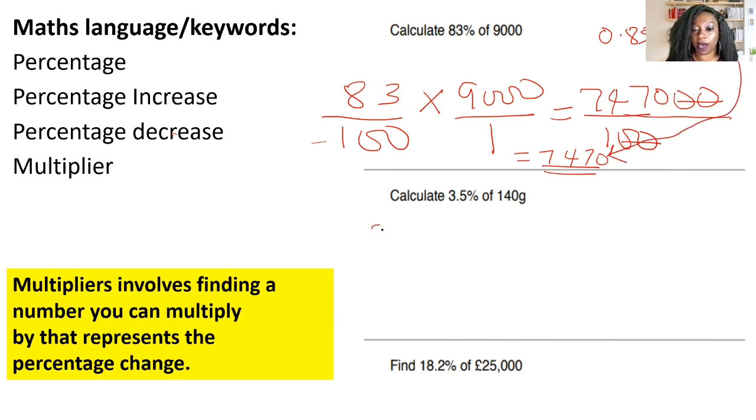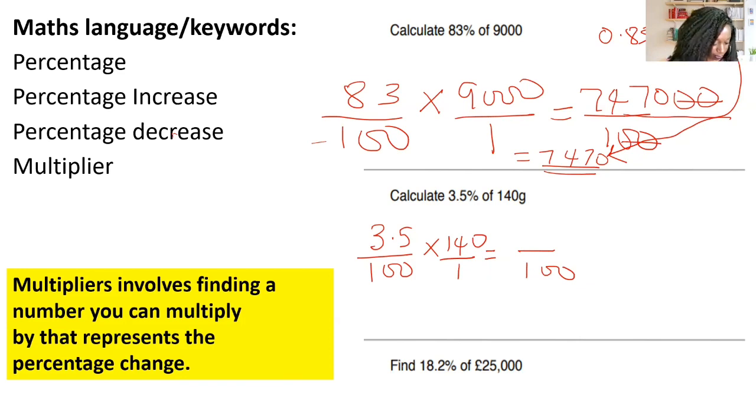Okay, this one you have 3.5%, which is the same thing as 3.5 over 100 times 140 over 1. This is what this means. So you now have this as 100 times 1, which is 100. And of course, in a calculator paper, 3.5 times 140 or 14 and then you put 0 is 490. So if I put 490 there, okay? And then you can knock off 10, which means you're dividing both of them by 10. And now you're left with 49 over 10, which is the same thing as 4.9 grams, okay?